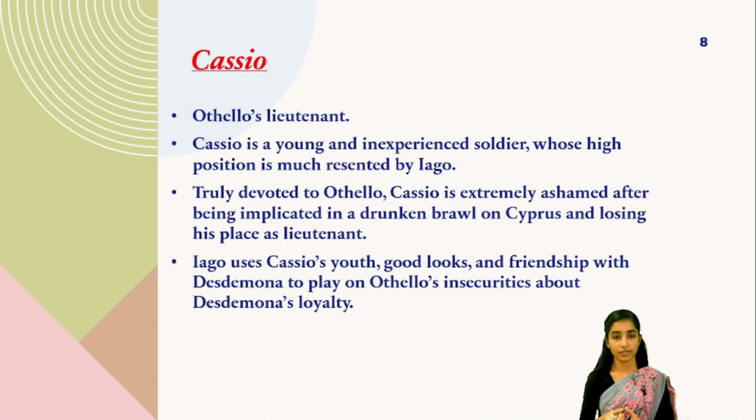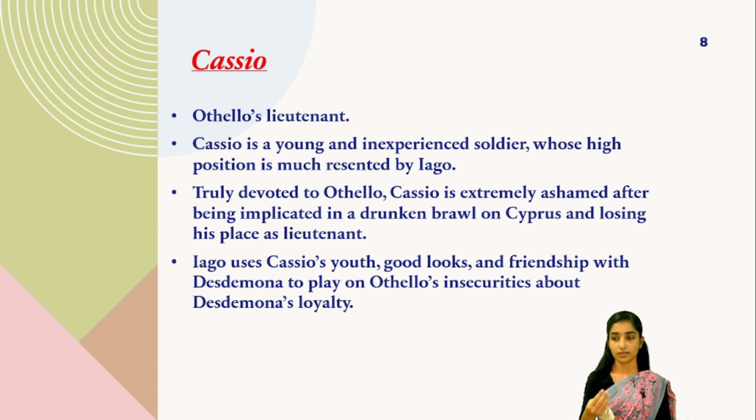Cassio is a lieutenant of Othello, a young and inexperienced soldier whose high position is much resented by Iago, and he is truly devoted to Othello. Cassio is extremely ashamed after being implicated in a drunken incident. It was extremely manipulated and planned by Iago, because Cassio was promoted to lieutenant by Othello.